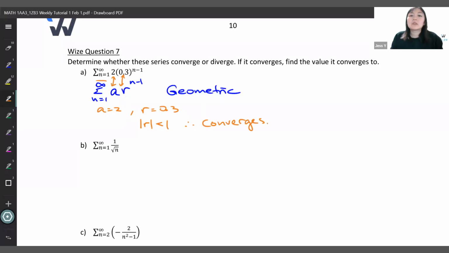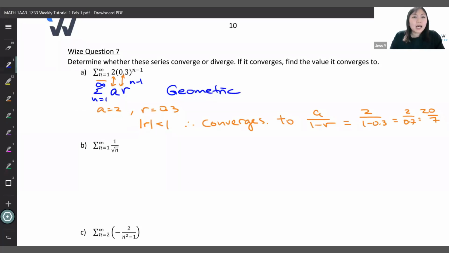And the geometric series is one of the most powerful ones because we actually know what it converges to. It converges to a over 1 minus r, which is 2 over 1 minus 0.3. So that's 2 divided by 0.7. Punch it in the calculator or rewrite it as a fraction. This is 20 over 7 if you rewrite it as a fraction, right?